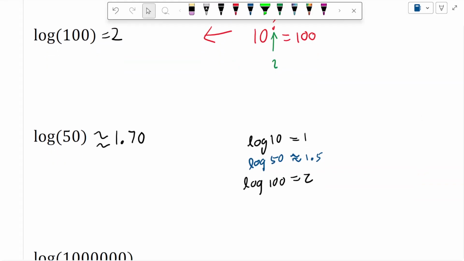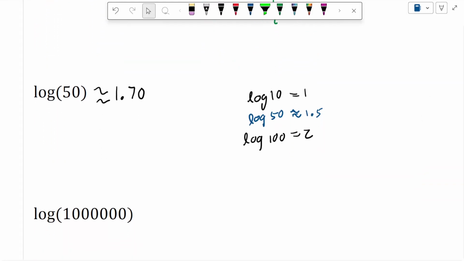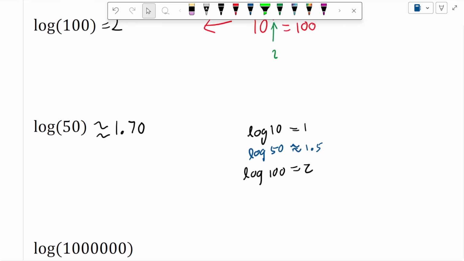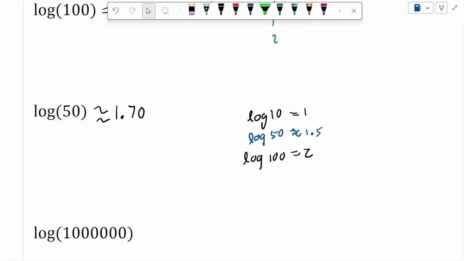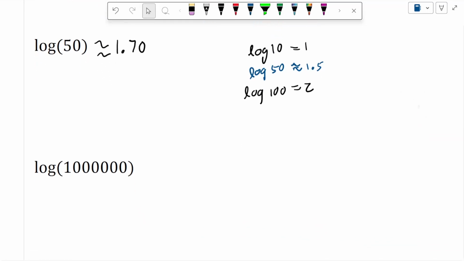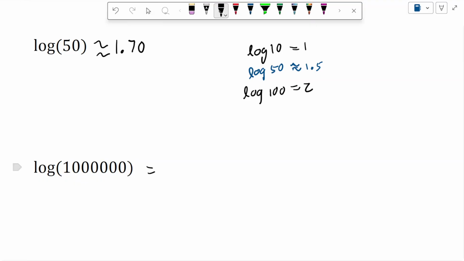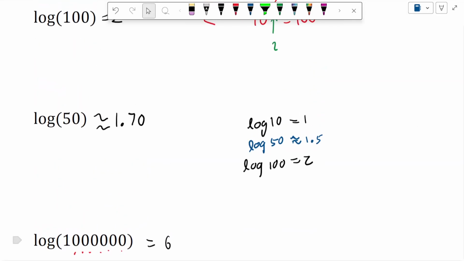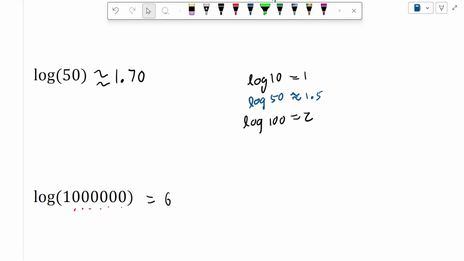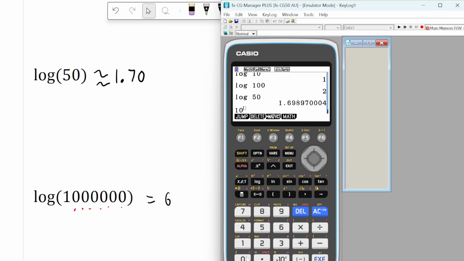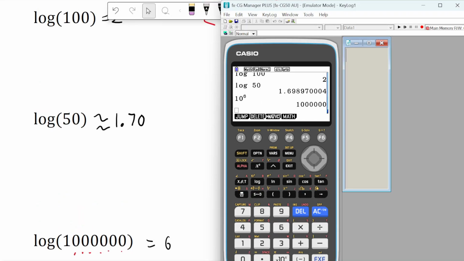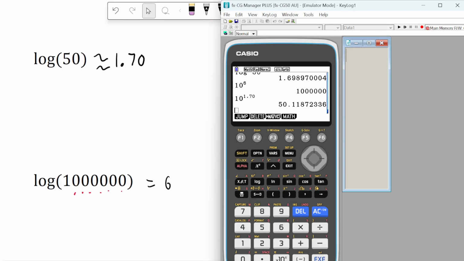Logs aren't linear functions, so they climb really quickly early on and then slower later on. That's why it's not right in the middle. Log of 1 million: essentially you can just count the zeros, 3, 4, 5, 6. So that would be 6. Now, one thing I should mention is that if I do 10 to the power of 6, I will get 1 million. And if I do 10 to the power of that number we just got, 1.70, I should get about 50, which is good.